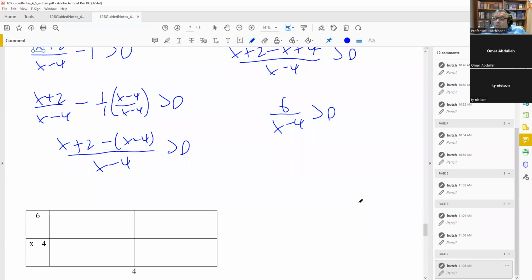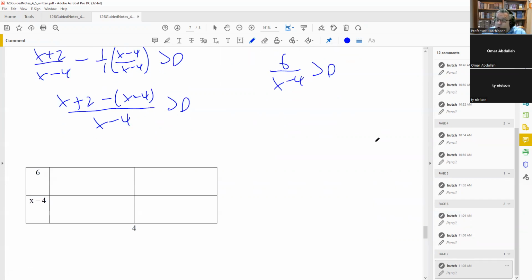Okay, this is what the table method is going to look like. You have the two factors, a 6 and an x minus 4, but we only have one number on here. We have a 4. So as far as test numbers, all I have to do is test something less than 4, I'll use a 0, and greater than 4, I'll use a 5.